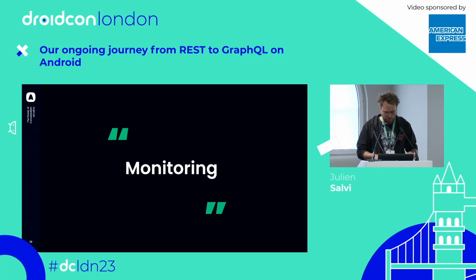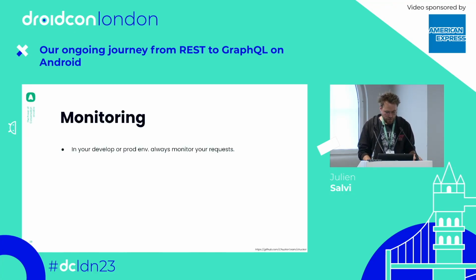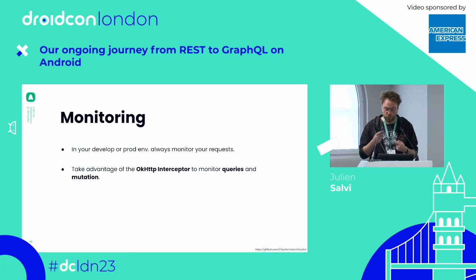Another thing, going step by step: monitoring is key. While you're developing your application, regardless of whether it's a development or production environment, you should always monitor your requests. You can take advantage of the OkHttp interceptor in order to monitor your queries and mutations.